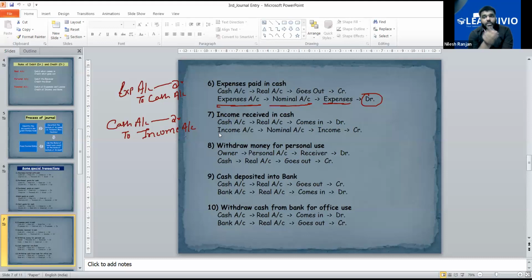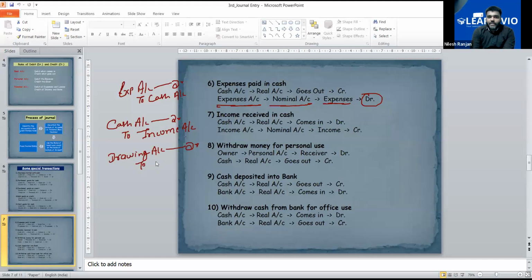Okay. So whenever owner invests money, we will write capital. Whenever owner withdraws money, we will write drawing. Drawings account debtor to cash account. Yes, very good. Drawing account debit to cash.